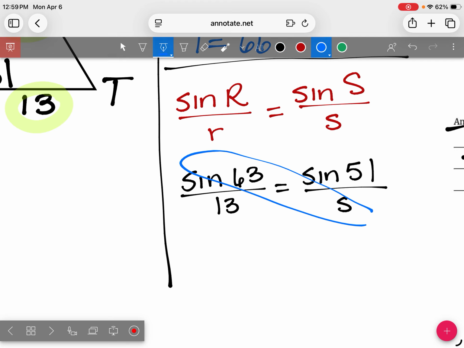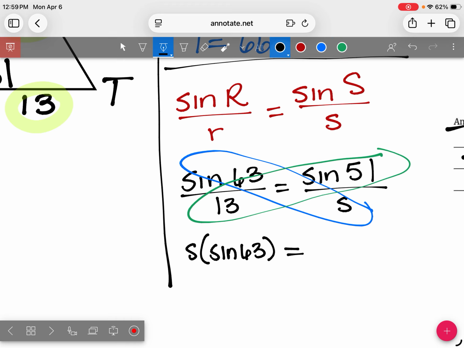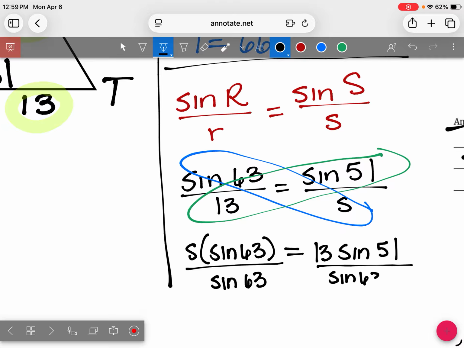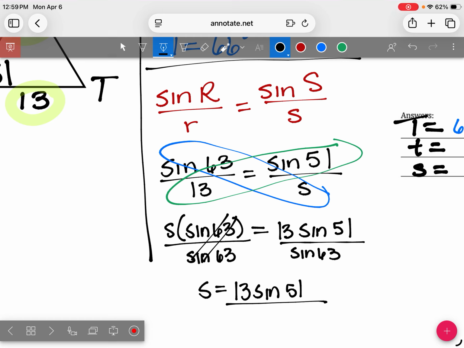So when I cross multiply this direction, that would be s times the sine of 63 equals, and then you go this direction, 13 times the sine of 51. In order to solve for little s, we have to divide by the sine of 63. So go ahead and type that in your calculator. 13 sine 51 divided by the sine of 63.